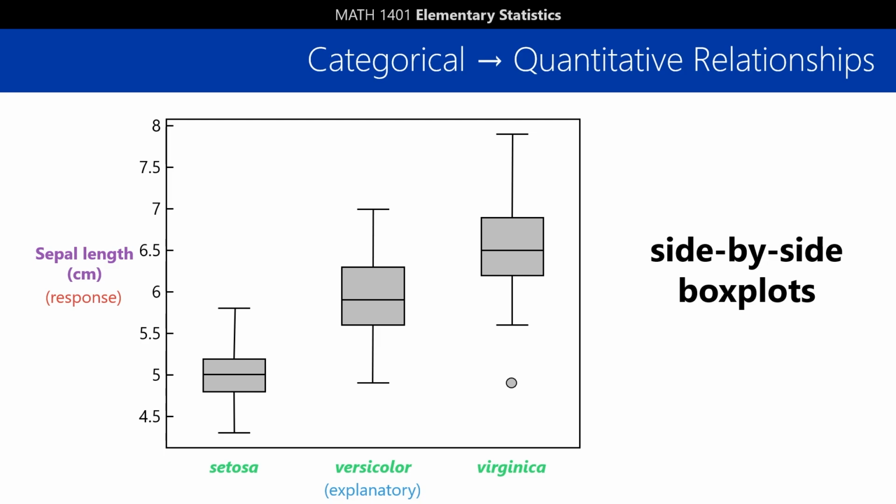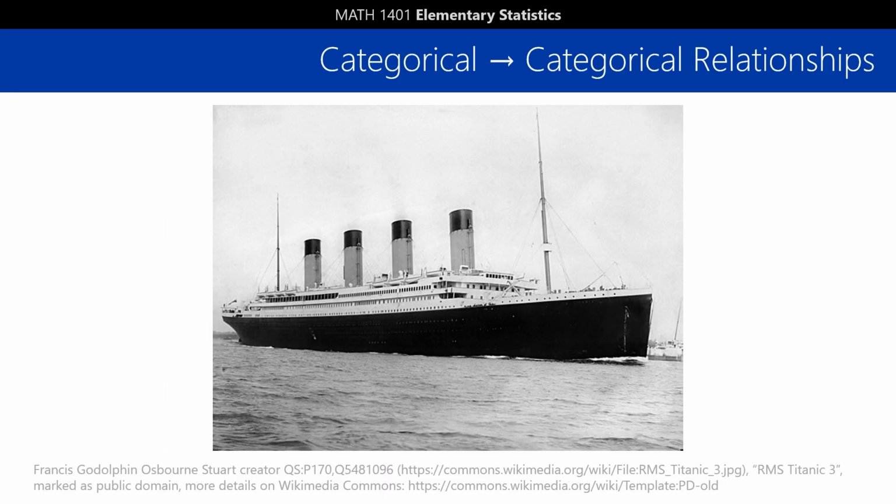Here we have a comparison of the sepal lengths in centimeters for the 3 different species. Using the box plots, we can compare things like the medians, the quartiles, the ranges, and the interquartile ranges. Take a moment to pause the video and see what observations you can make. Next, let's look at categorical relationships.